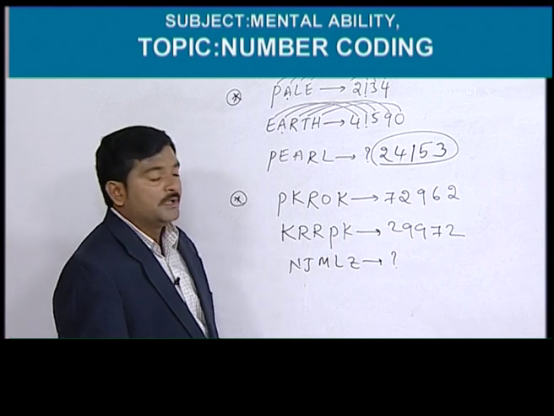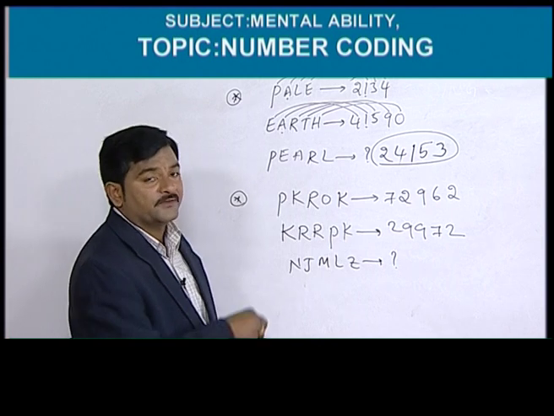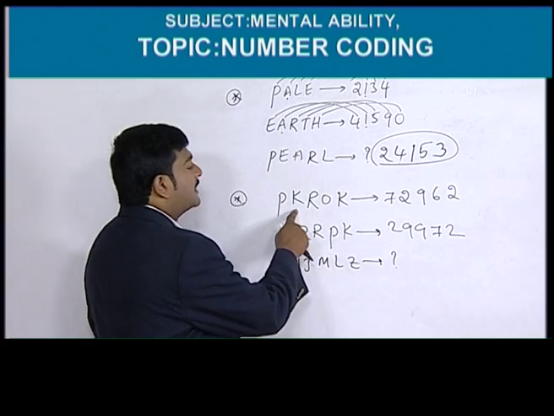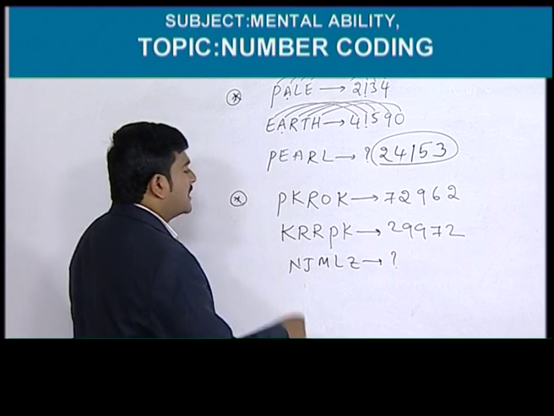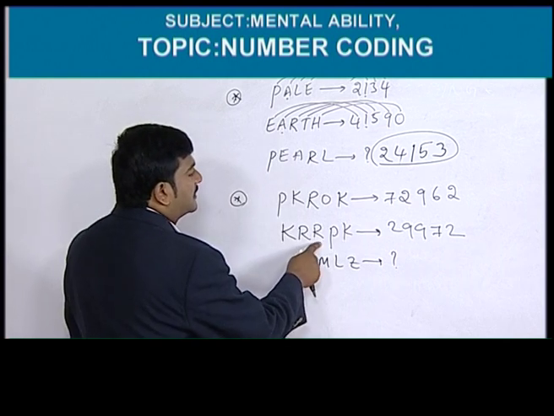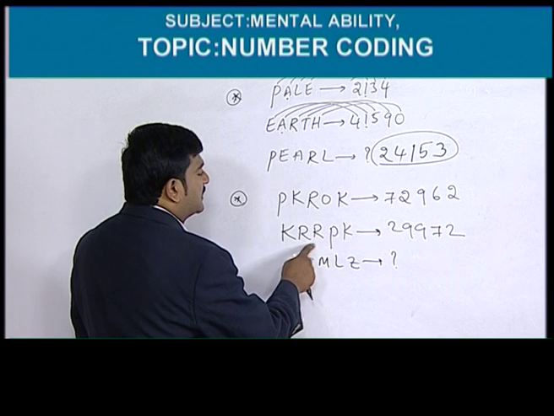NJMLZ. I hope it is very easy to identify the given word. See, observe here, PKROK. What is the code for that? 72962. See, observe the common letters. Here the common letter is R.